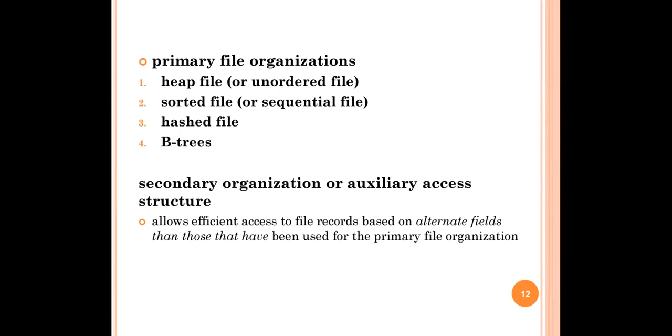So B-trees, what is the concept? Binary trees. The left nodes will be less than the root node, and the right subtrees will be greater than the left subtree. So like that, we have some constraints. Based on the constraint, if you go in a pre-order traversal, we'll get the complete order.